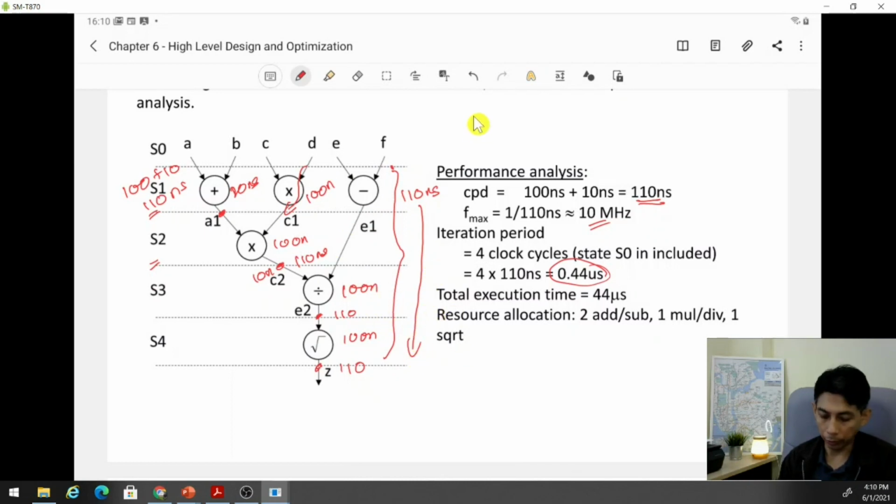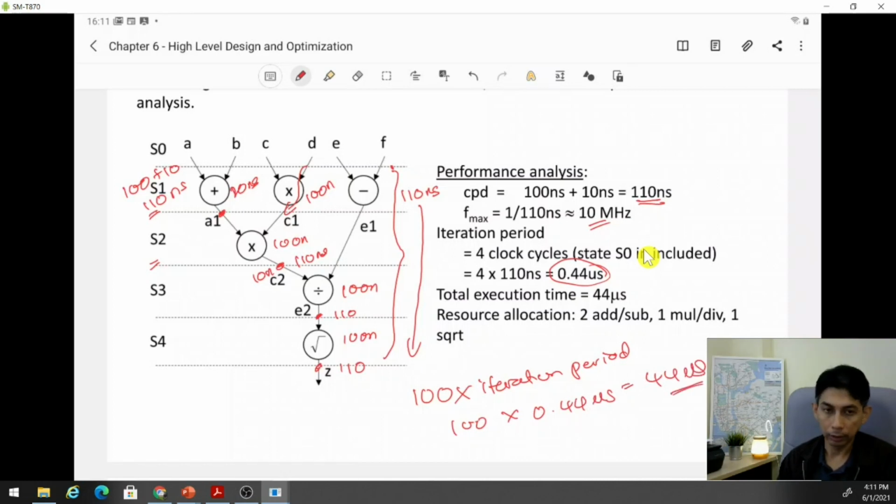And total execution time, so we know that we will run this for 100 times. So it means one iteration period multiplied by 100 times, 0.44 microsecond. So you will have 44 microsecond, which is this one.